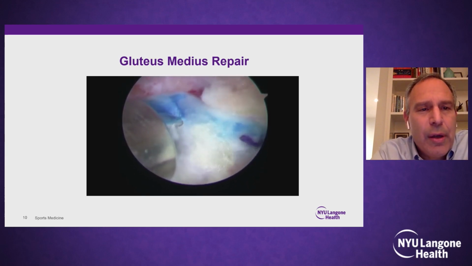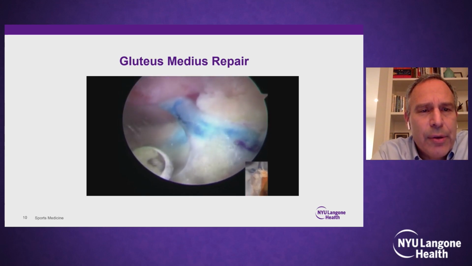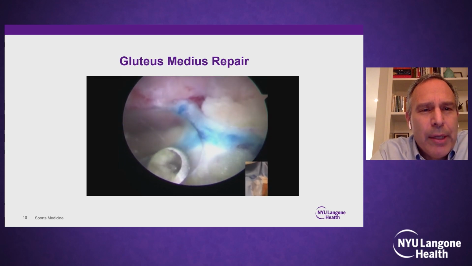I do have to warn you that this is off-label use for the Regeniten. It's currently only recommended in the shoulder.